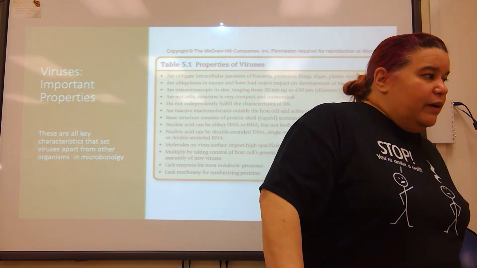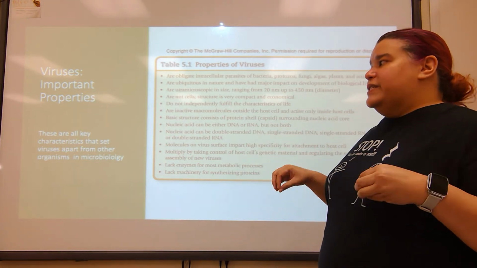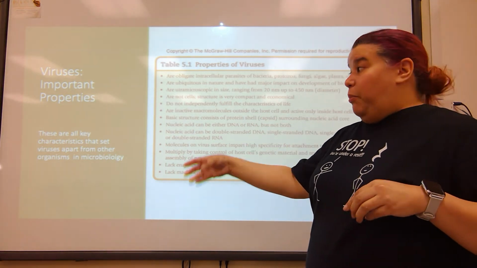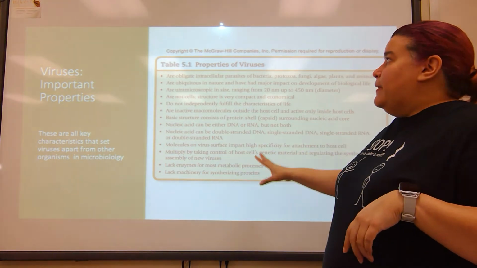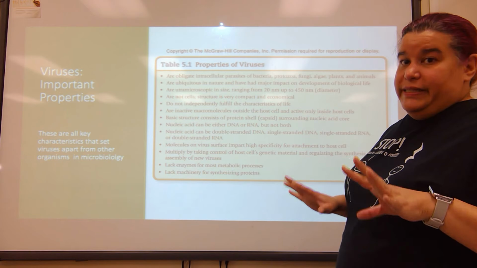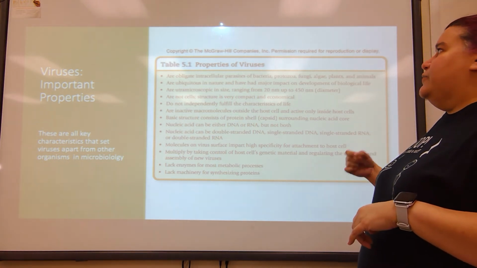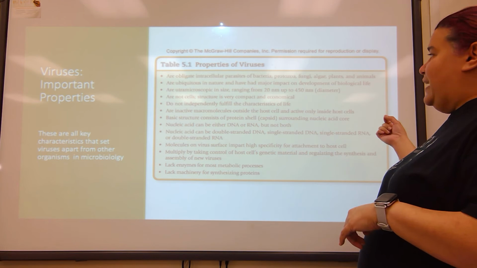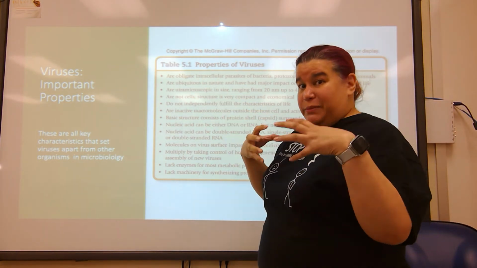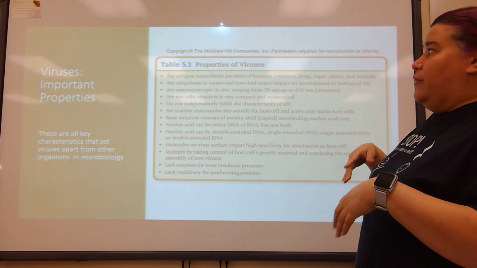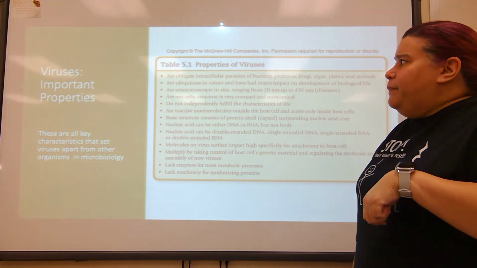Okay, so important properties for viruses. These are all key characteristics that are going to set viruses apart from the other organisms that we've discussed as far as microbiology. Okay, this is table 5.1, so it's in your book. They're obligate intracellular parasites of bacteria, protozoa, fungi, algae, plants, and animals. So intra means inside, cellular. So they have to be inside of a cell in order for them to function. They're obligate. They're obligated to be inside a cell.